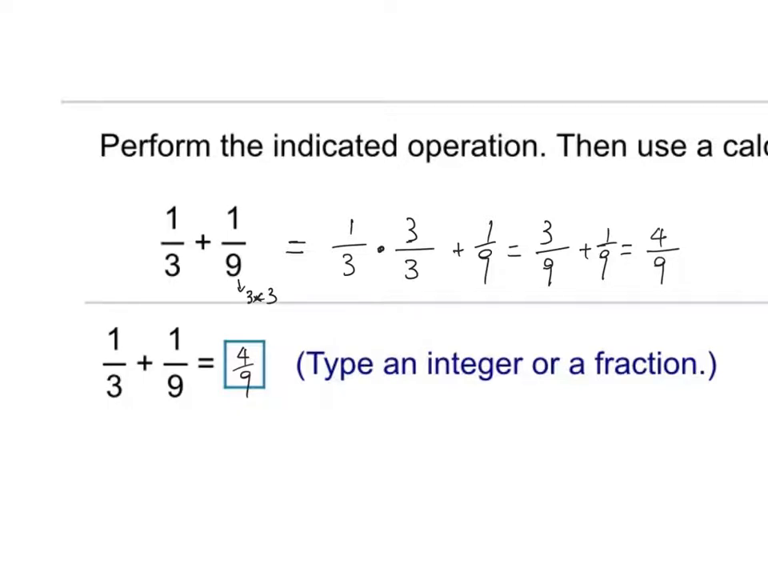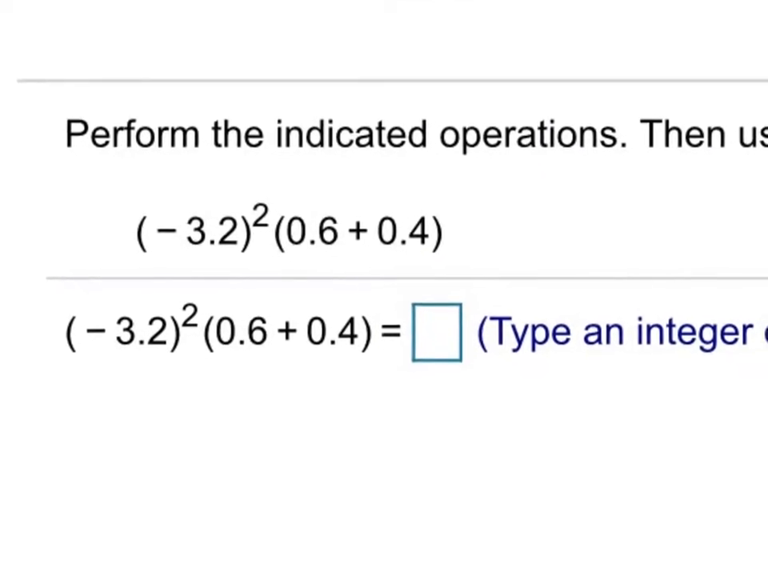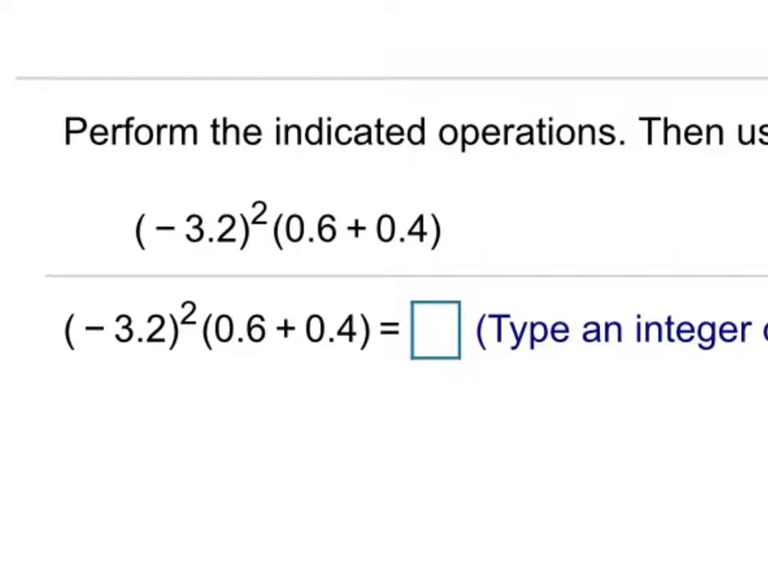Now the second one is basically checking the grouping symbol, the order of operation. Okay, so if you use your calculator, make sure that when you type in -3.2, it should be grouped by a pair of parentheses before you square it.